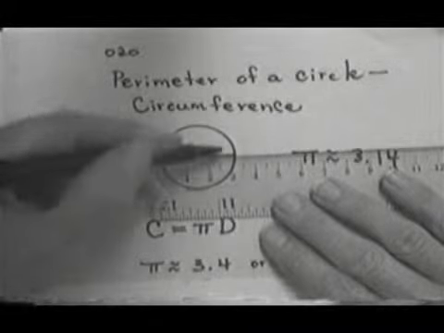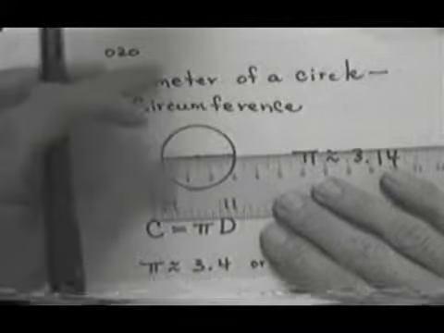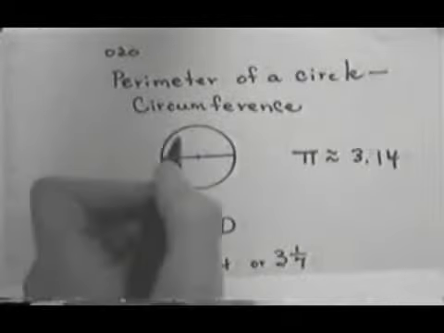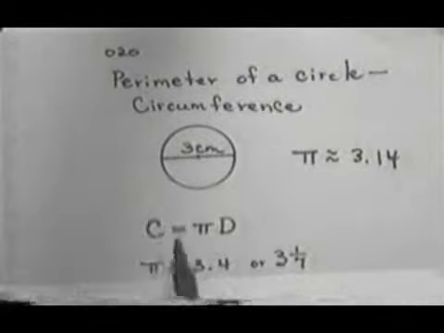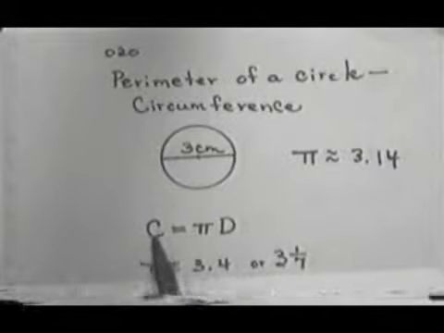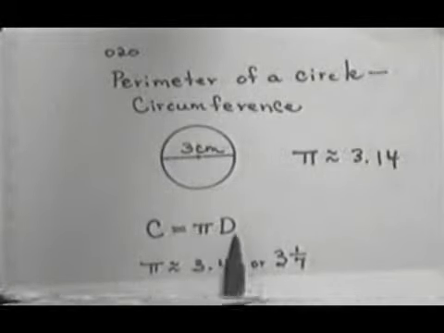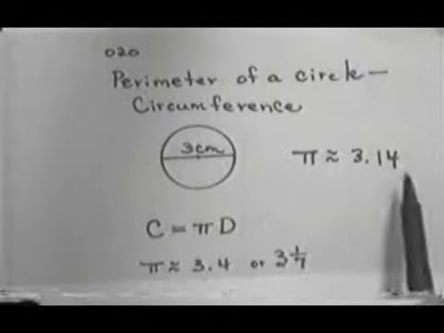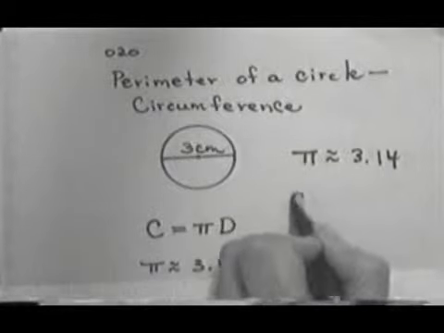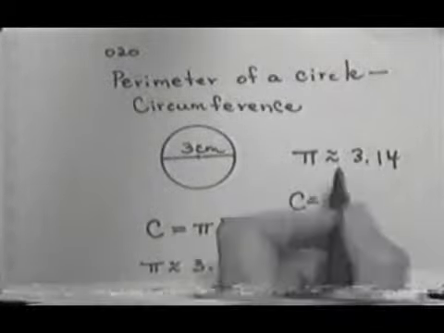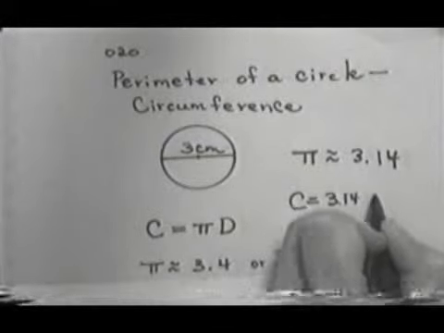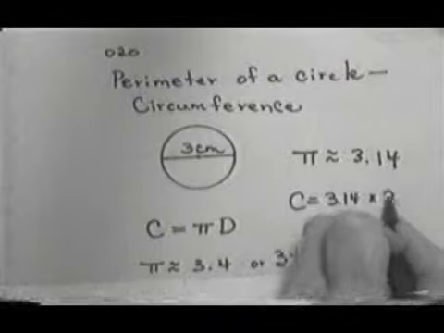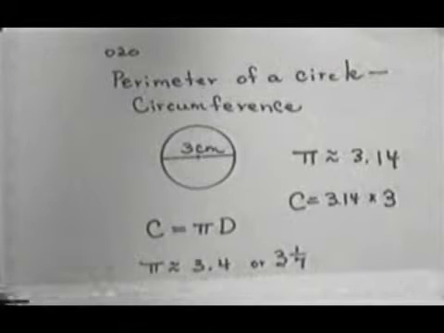So if you'll look, it looks like it's just about exactly 3 centimeters. So I'm going to say my diameter is 3 centimeters. And I'm going to use the formula C equals pi times the diameter and let pi be this number, 3.14. So if I do that, C is equal to 3.14 times my diameter, which is 3. That would be my formula.